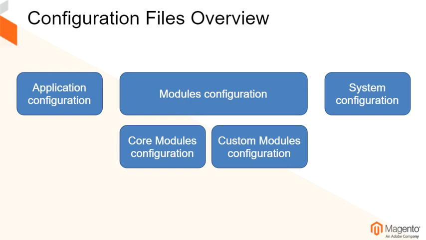Modules configuration is represented by a set of configuration files in each module's etc folder. There are tens of possible configuration files allowed there. We will cover many of them during this course. Magento has core modules and custom modules, and both have their own configuration files. System configuration is a configuration that is available for a merchant. It is saved in the database and rendered in the admin panel.